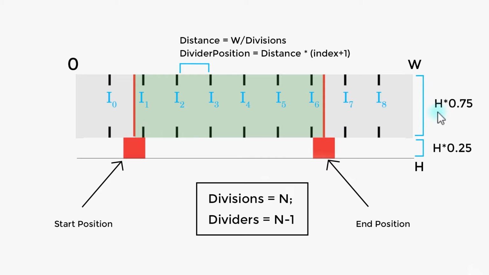On the right hand side of the diagram, you can see that I've divided the height into two parts. The first height is 75% of the total height of the selector, and this is going to show the range scale. The bottom 25% of the height is only to show the handles that we're going to use to manipulate the range. In this range selector, you can see that we have 10 divisions here, and if the divisions are 10, the number of dividers are going to be 9. That is one less than the number of divisions. We'll come back to this diagram, but first, let's add the background to the range selector.